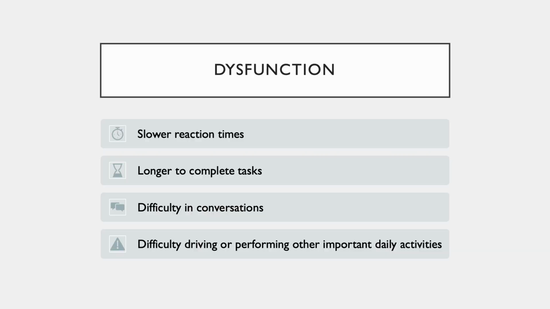Now let's talk a little bit about processing speed dysfunction. It's important to note that while processing speed impacts so many areas of daily functioning, processing speed itself doesn't equate necessarily to a lack of intelligence or capability. Dysfunction is associated with difficulty, but we can often accommodate some of these challenges that individuals face. Some challenges might be slower reaction times, taking a longer time to complete tasks, having difficulty carrying conversations, and difficulty driving or performing other important daily activities.